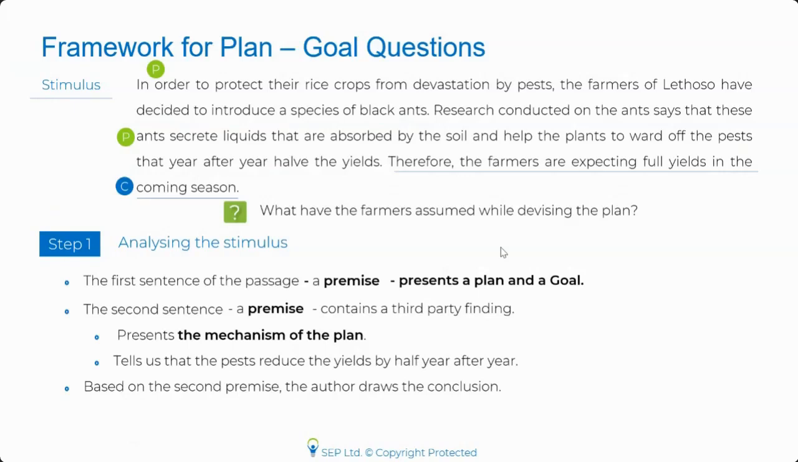So the question now here is, what have the farmers assumed while devising the plan? So clearly, we have to identify the assumption behind the conclusion, which is basically the outcome of the success of the plan. Okay, if the plan is successful, then only the farmers can expect full yields in the coming season. So this is how you have to thoroughly understand the stimulus, okay? You have to be in and out familiar with every aspect of the stimulus.